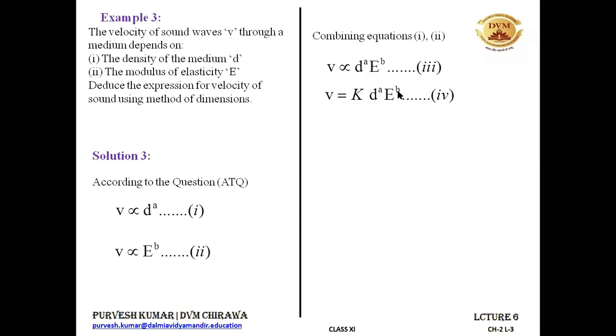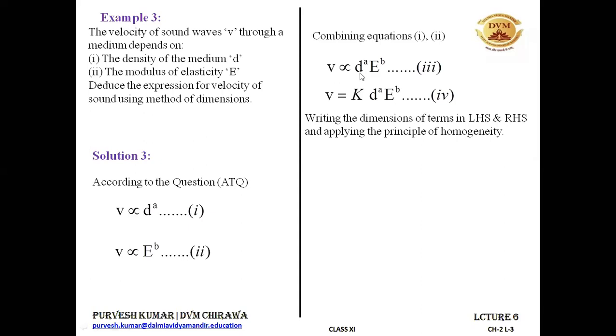So these two values we should be finding. Then if we are able to put these values in equation 4, we'll be getting the formula for the velocity V of the sound wave. All right. Then we need to write the dimensions of the quantities that are involved in the left hand side as well as in the right hand side.